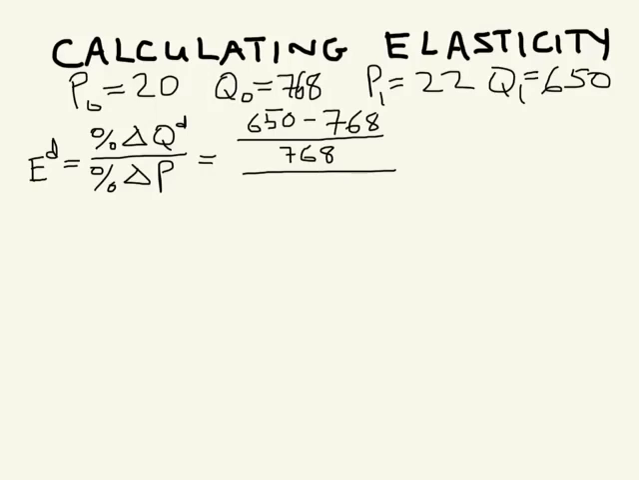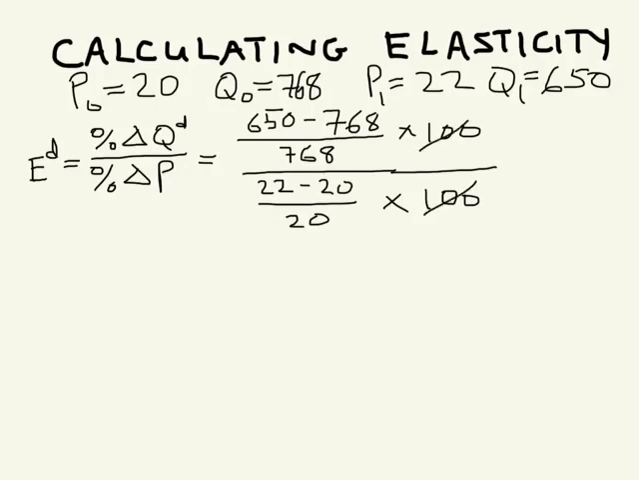And then the incremental change in price is 22 minus 20, and then the initial level of price is 20. Oh, and I've got it as percent change, so we multiply the numerator by 100 to get the percentage change in quantity demanded, and we'd multiply the denominator by 100 to get the percentage change in price. And you see why I prefer proportions. 100 over 100 is 1, so it just works out to be the same as the proportionate changes.